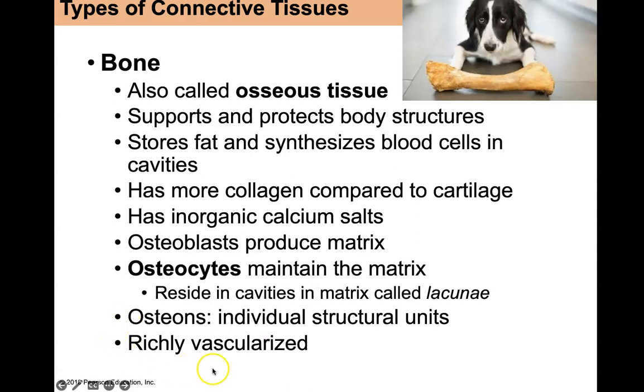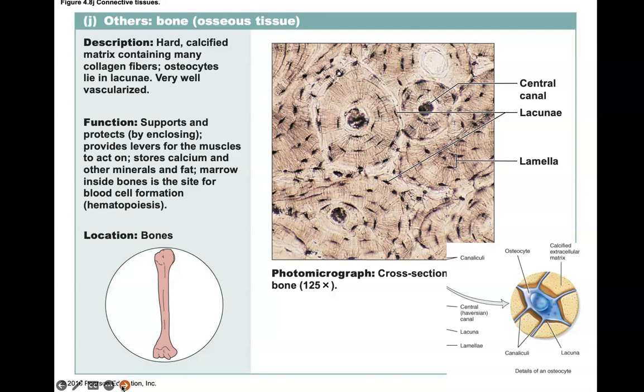So I'm going to try to clear that up for you in this next slide, where I have some images to show you what an osteon is. And then bone is very richly vascularized, meaning it has lots of blood vessel innervation. Here we see your bone tissue. The matrix is going to be this hard, calcified matrix that contains lots of collagen fibers, which makes it really tough. Before I get to our osteocytes, let me talk about what an osteon is. So here is this osteon right here.